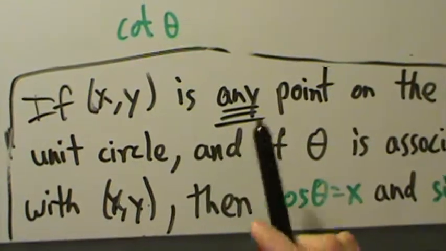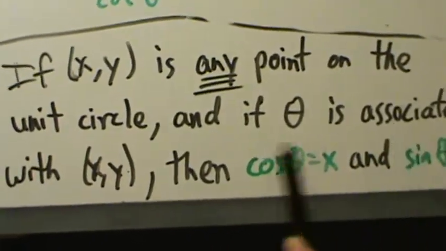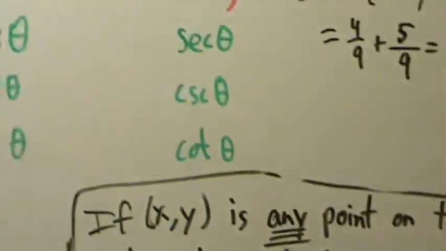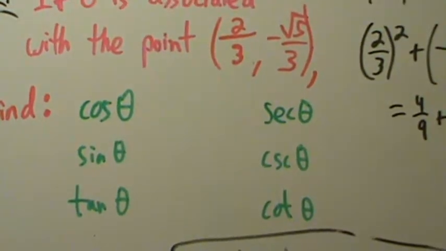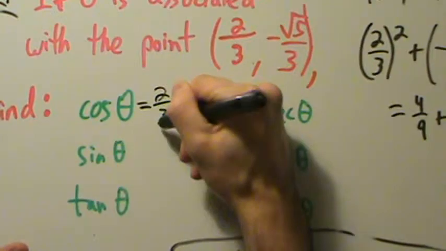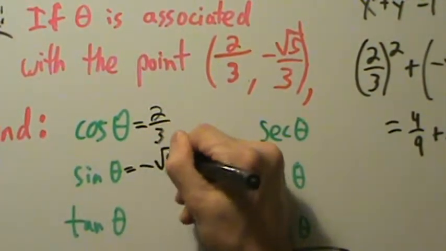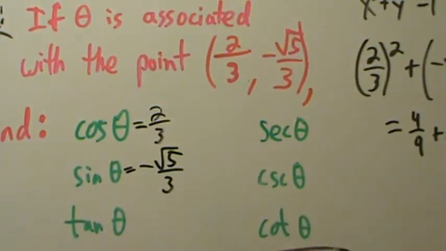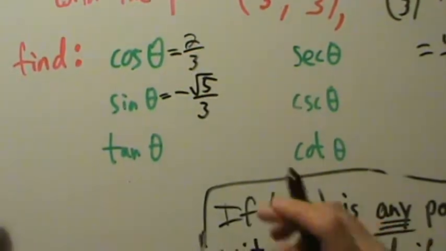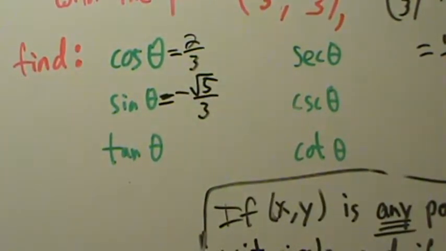So if x comma y is any point on the unit circle, even this goofy point right here, and if theta is associated with this point x comma y, then cosine of theta is the x coordinate, sine of theta is the y coordinate. So since this point is on the unit circle, cosine of theta is the x coordinate, 2/3, and sine of theta is the y coordinate, negative root 5 over 3. It really is that simple, as long as you're dealing with a point on the unit circle. And again, if the point is not on the unit circle, we'll talk about that in a later video.